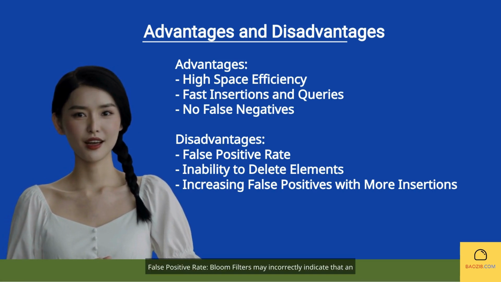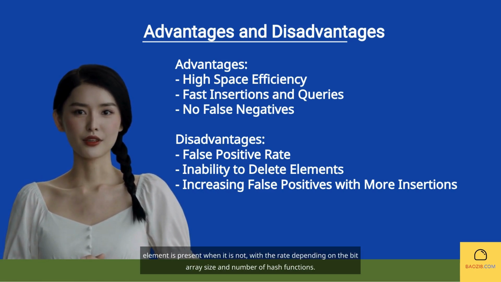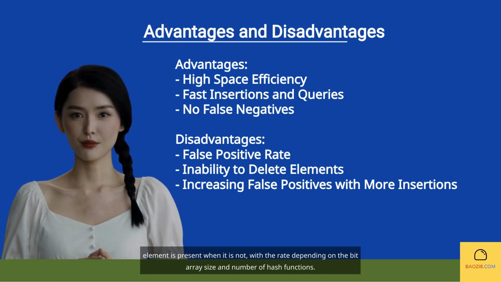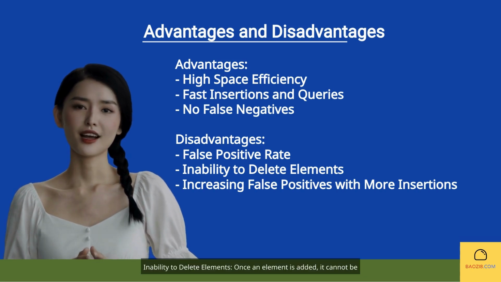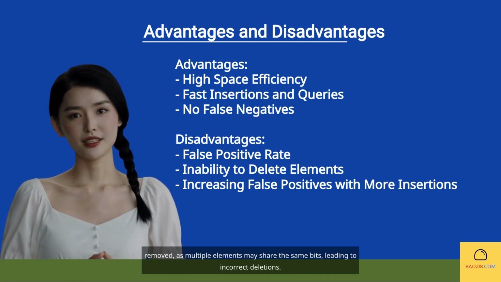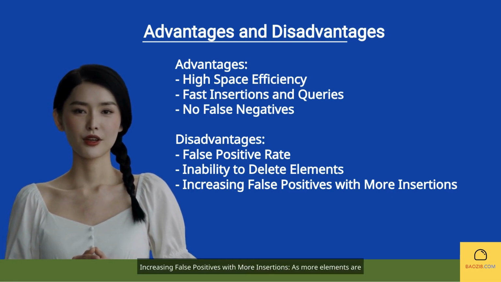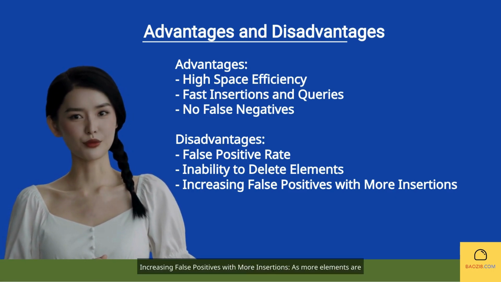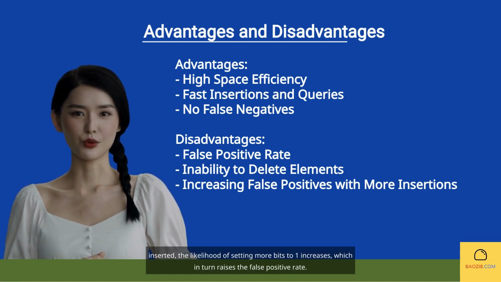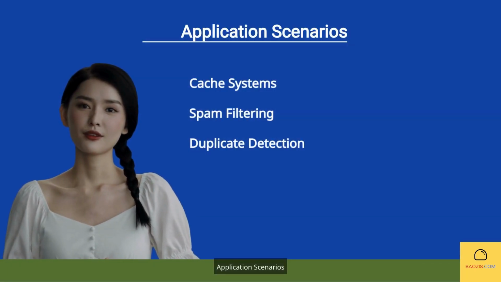False positive rate. Bloom filters may incorrectly indicate that an element is present when it is not, with the rate depending on the bit array size and number of hash functions. 2. Inability to delete elements. Once an element is added, it cannot be removed, as multiple elements may share the same bits, leading to incorrect deletions. 3. Increasing false positives with more insertions. As more elements are inserted, the likelihood of setting more bits to 1 increases, which in turn raises the false positive rate. Application scenarios. 1.